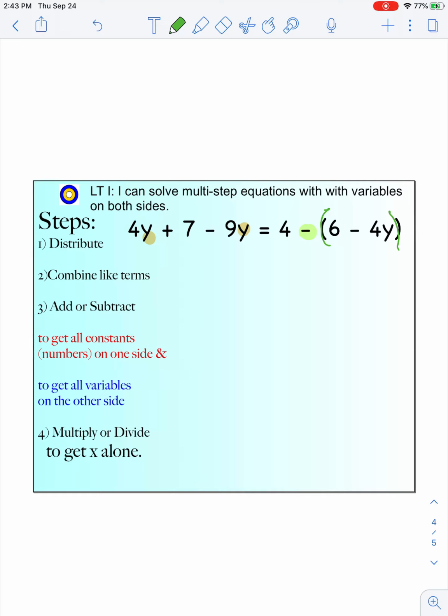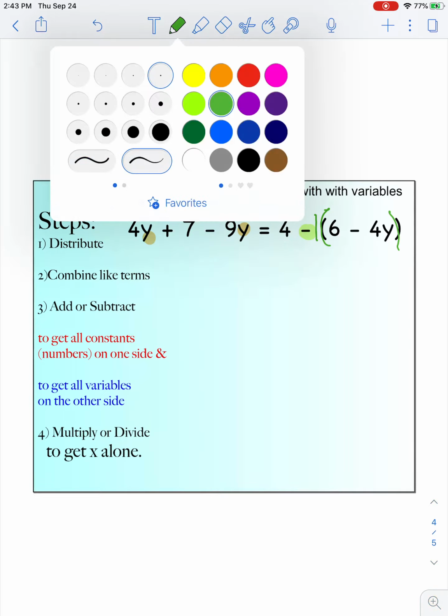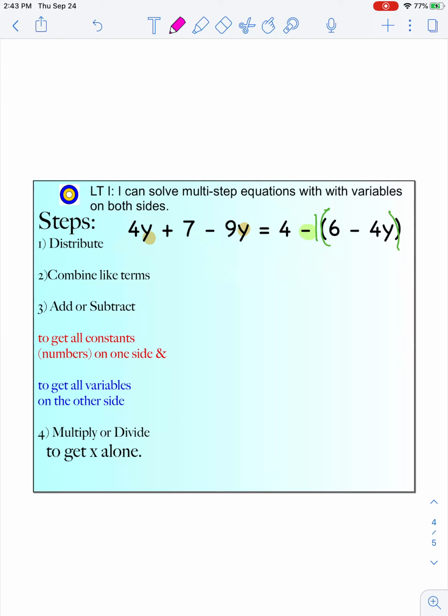So, first thing we look at is, again, distribute, okay? Well, you might be going, well, there's nothing to distribute. Well, you could think of this as like a -1 outside and then multiply each value by -1. What I like to do, and it's totally up to you what you think works best, is I like to think of this as subtracting each of those values. So that means I have to subtract the 6 and I have to subtract the -4y.